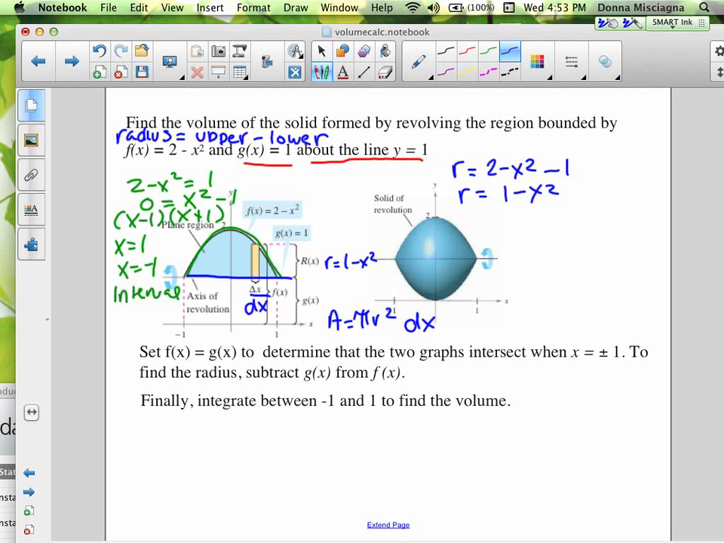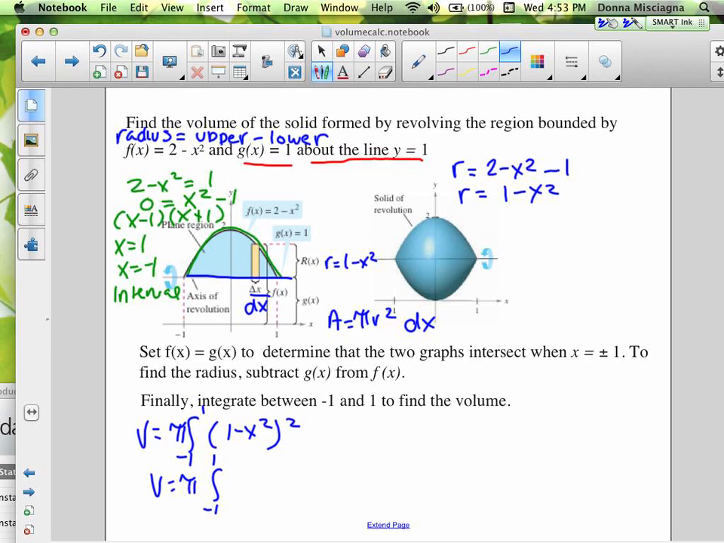So to solve this, we're just going to integrate, and I need to square. My radius is going to be 1 minus x squared. I'm going to pull the pi out right from the beginning, and this is being integrated from negative 1 to 1. So now we'll just square that, and then we can integrate. So this is my volume. Volume equals pi times the integral from negative 1 to 1.